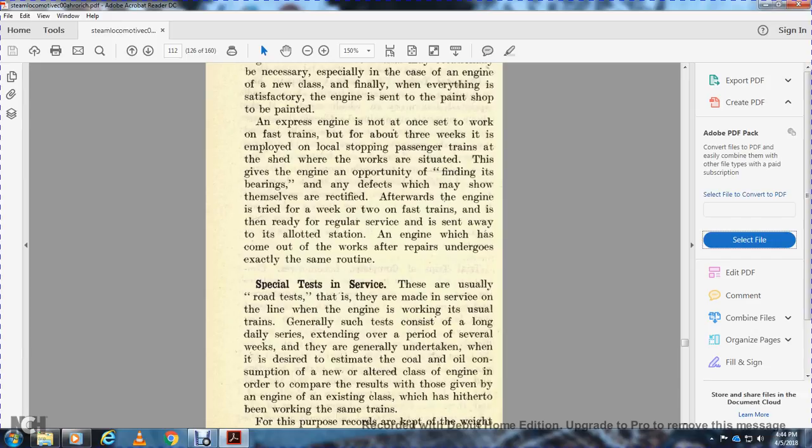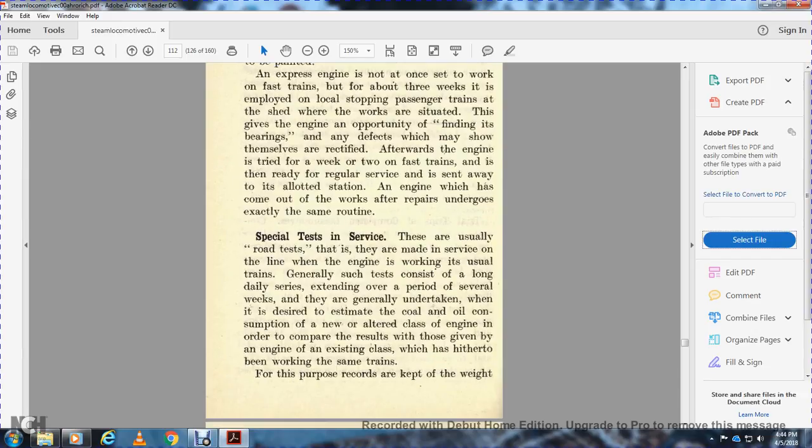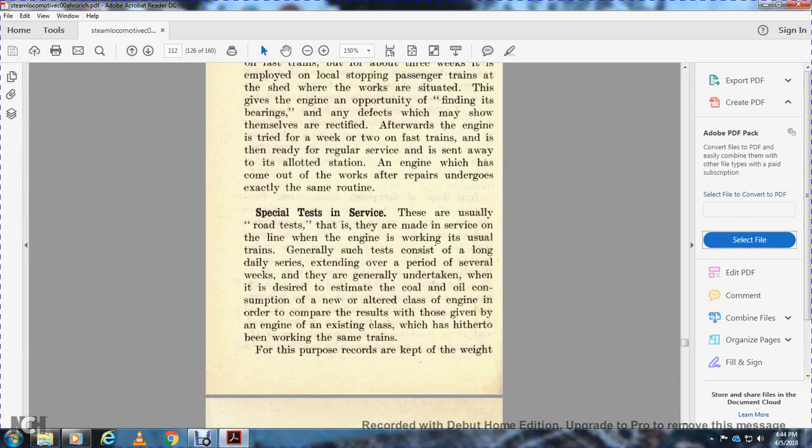An engine which has come out of the works after repairs undergoes exactly the same routine. Special testing service is usually arranged, and tests are made on service lines with the engine working a train. In general, such tests consist of a long daily service extending over a period of several weeks, where the company desires to estimate the coal and oil consumption. Newly altered or new engines are tested to compare the results with those given by engines of existing classes which have hitherto been worked on the same trains.